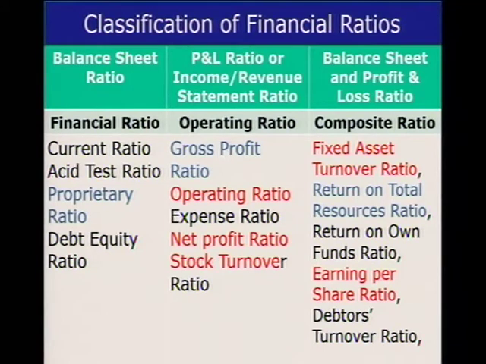Then the last column to our right, we have got the balance sheet and income statement combined. There are certain ratios that require us to be looking at both the income statement and the balance sheet for us to be able to calculate. We have got the fixed asset turnover ratio, return on total resources ratio, or return on total assets ratio. We've got the return on funds ratio and earning per share ratio. Then we've got the debtors turnover ratio.